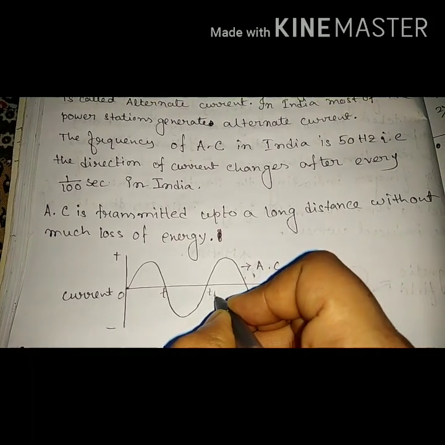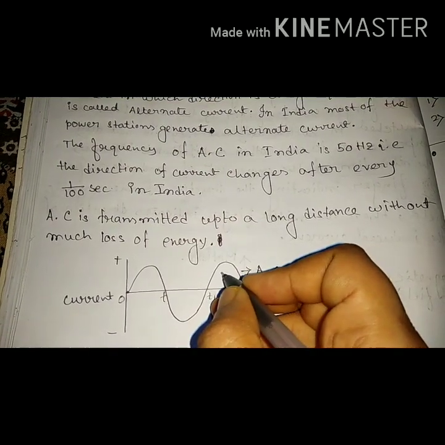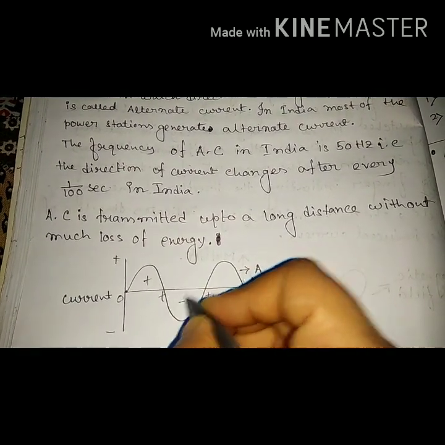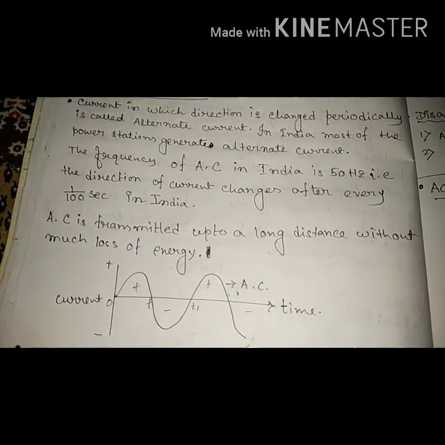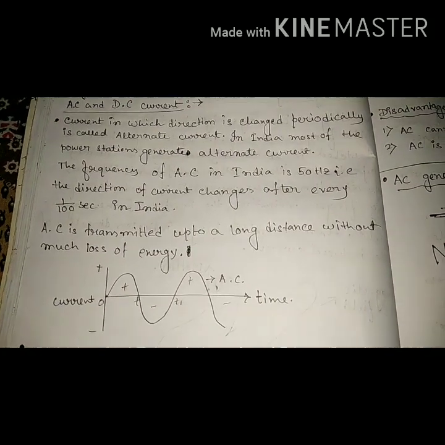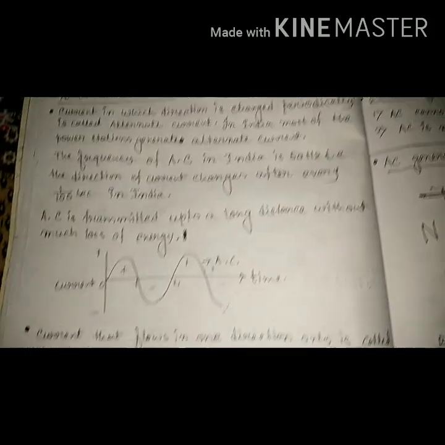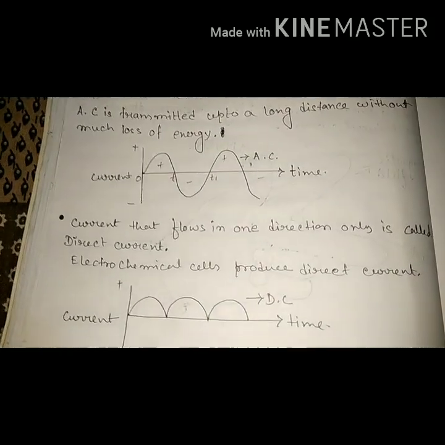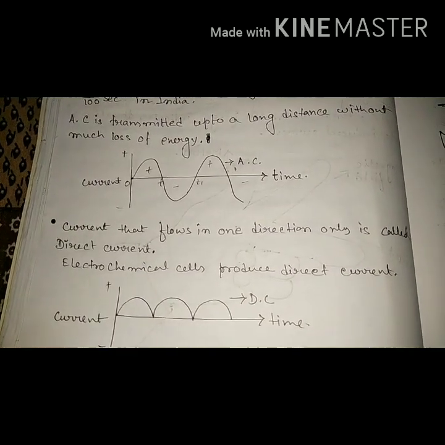Then after this, if this is t1, after t1 it will again change its direction. This is positive half, plus, this is minus, this is plus, this is minus. Okay, this is the wave nature of the alternating current. Clear? And it changes periodically. And direct current is the current which flows in one direction.